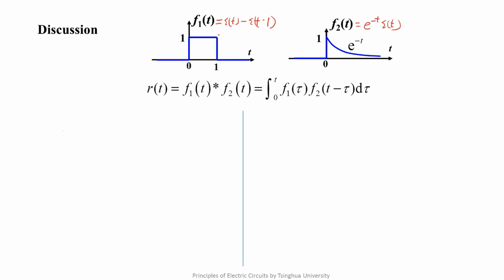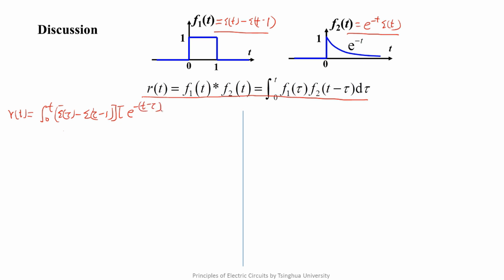In the first method, the expressions of f1(t) and f2(t) on the total time axis are taken into the convolution integral for direct solution. r(t) equals the integral of [ε(τ) minus ε(τ minus 1)] times e to the power of minus (t minus τ) times ε(t minus τ) dτ from 0 to t. You see, this is f1(τ) and this is f2(t minus τ).